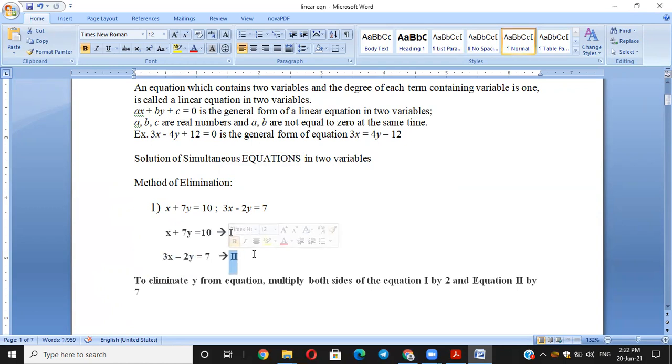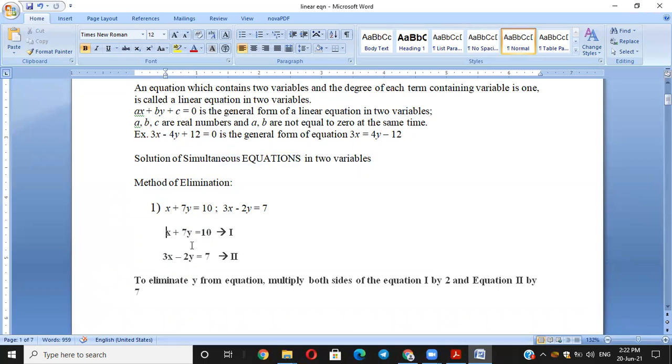Now understand that we are going to solve these equations and find the values of x and y by a method called the method of elimination. What is the method of elimination? It is nothing but we have to eliminate one of the terms containing the variables. That is, either you eliminate the y term or you eliminate the term containing x. Elimination means make it 0, either by adding or subtracting.